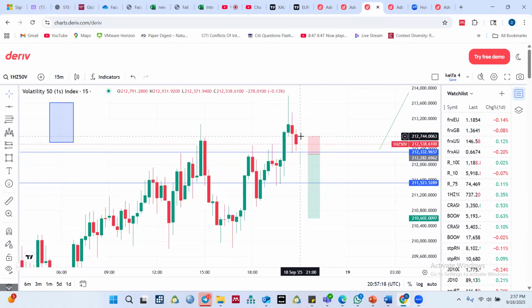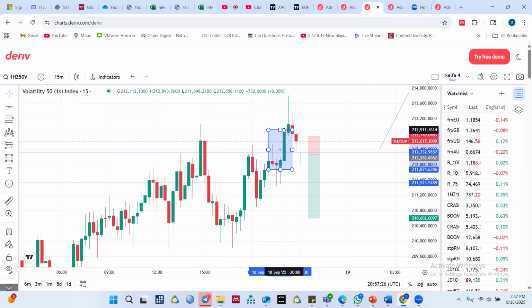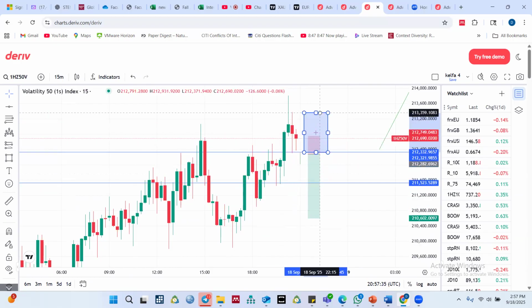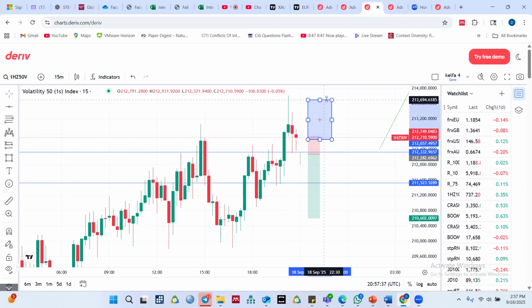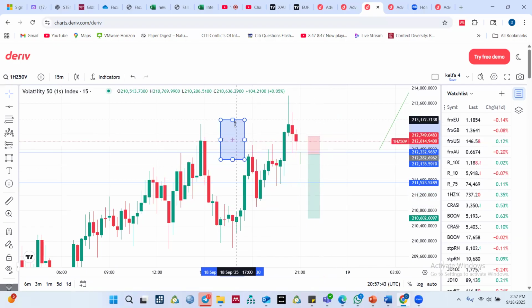Okay, we have to wait because of how strong the bullish candle is, this one. So we have to wait for a strong bearish candle to close below. If it doesn't close below and keeps rejecting, that's all. We are going for a bullish market like that. It's going to break out to the upside.